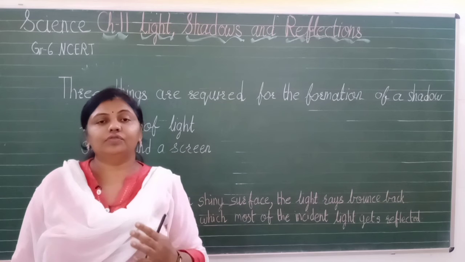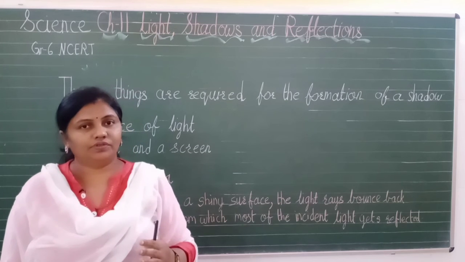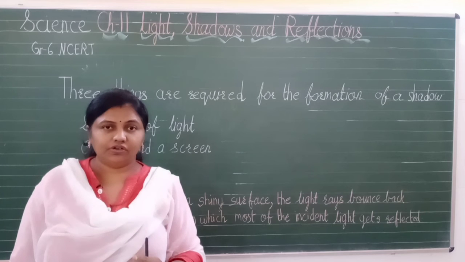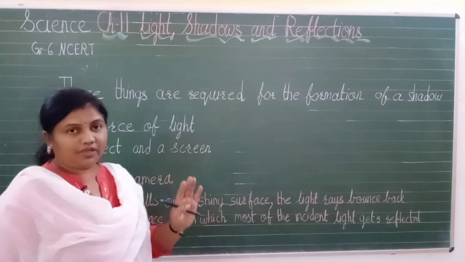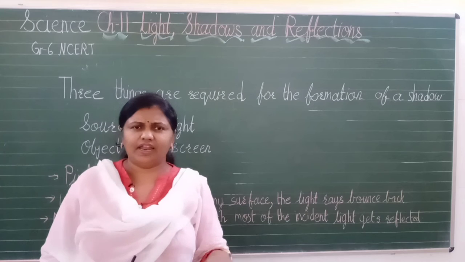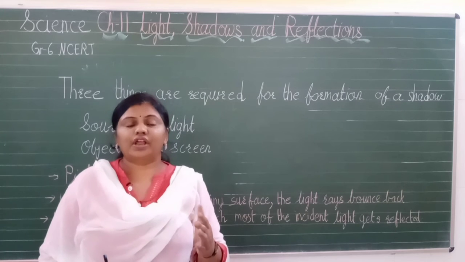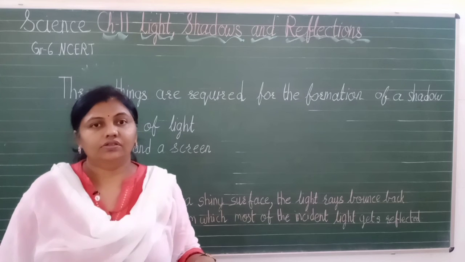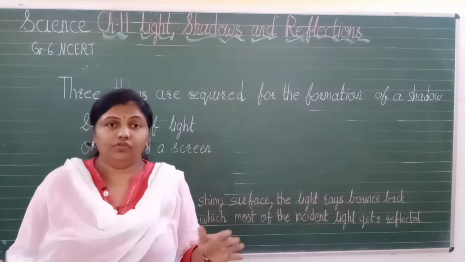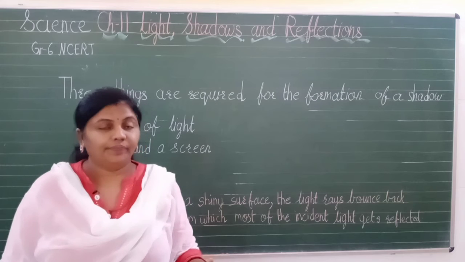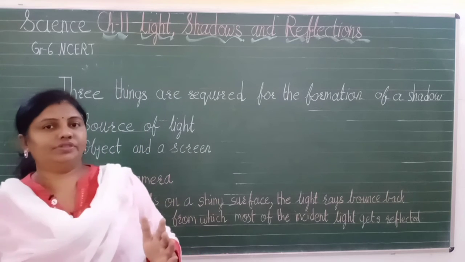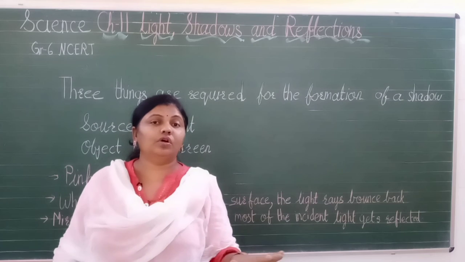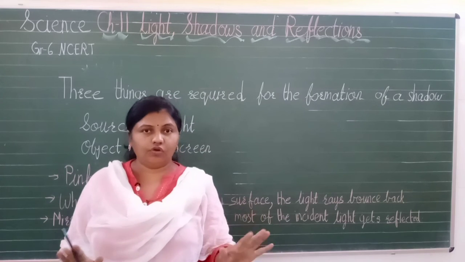It will pass through which? Transparent objects. So light passes through a transparent object, so it will have a feeble shadow, feeble meaning a very light shadow. Through translucent objects light passes partially, so you will also not get a very good shadow. And through an opaque object you will get a very good shadow, because light does not pass through it at all.